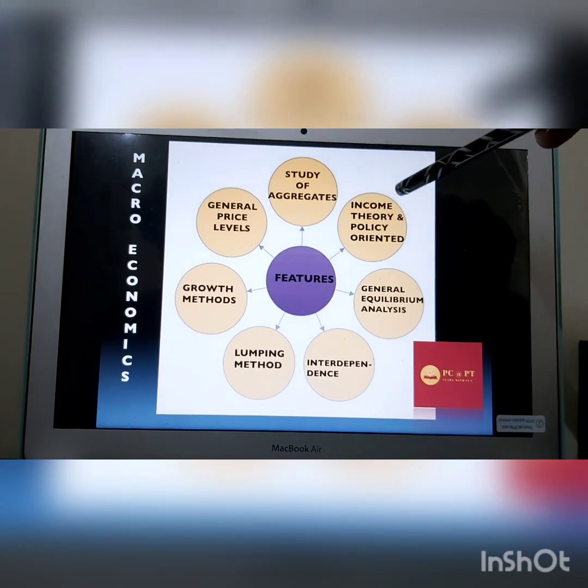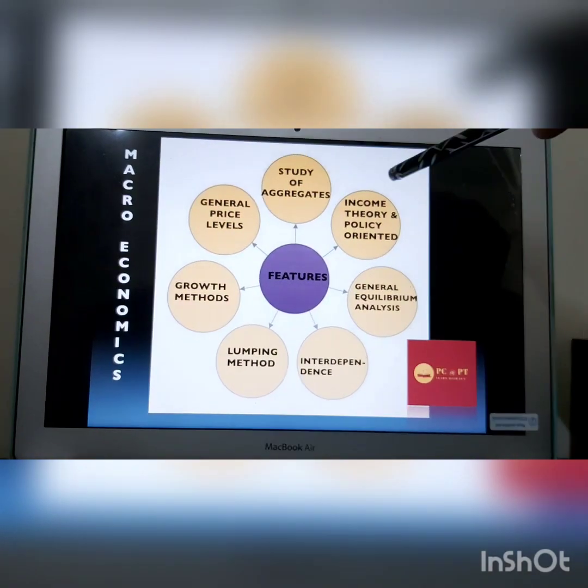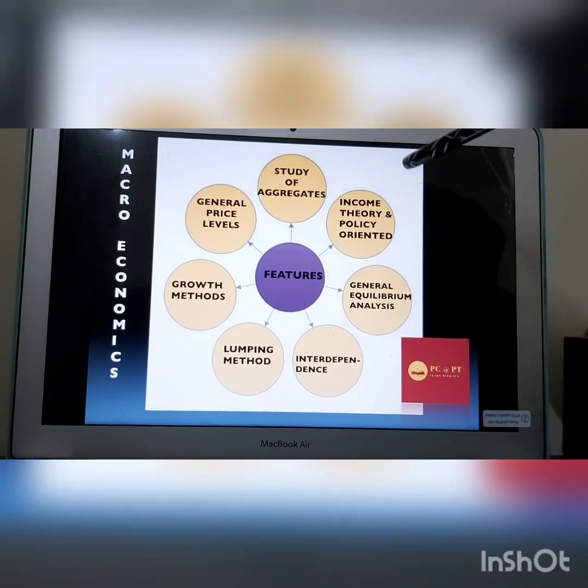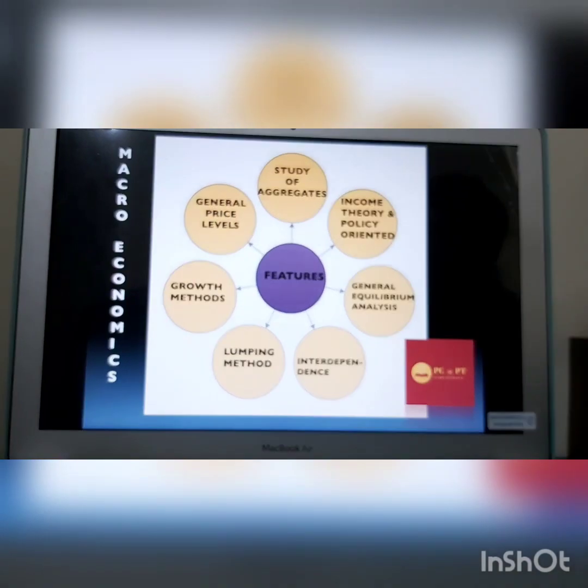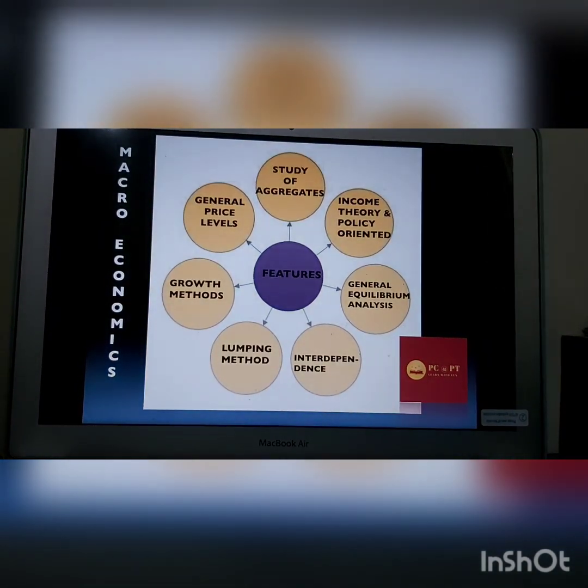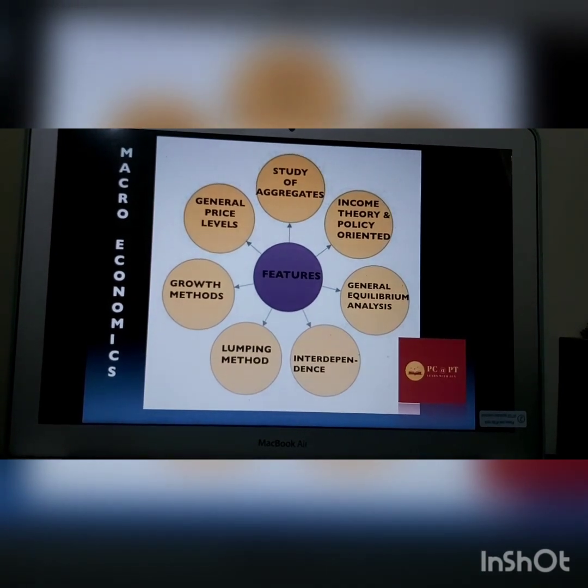Next is your income theory and policy oriented. These are two different points. I have combined them. They are related. First is income theory. It is not individual person's income. It is total national income.